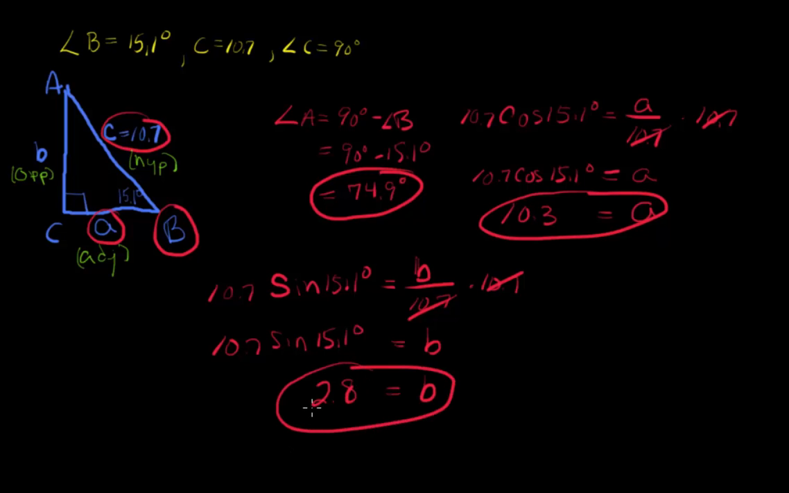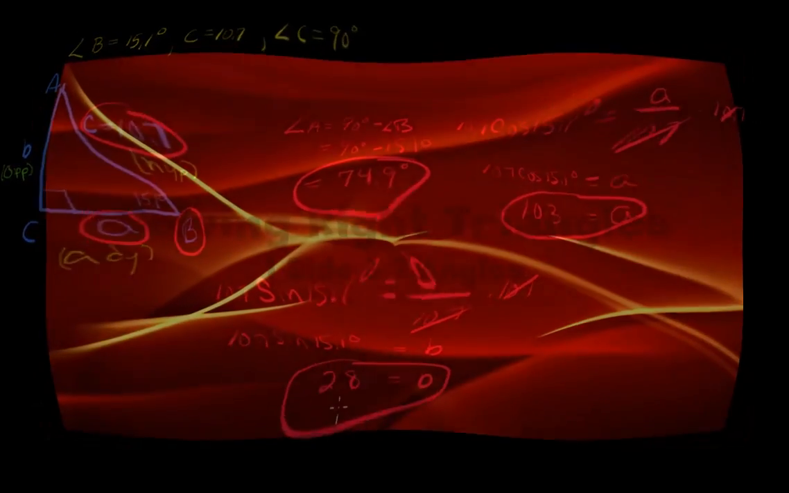Now looking over your work, is that what you got? Angle A is 74.9, side A is 10.3, and side B is 2.8. If this is what you got, congratulations. You can move on to the next unit. If not, we should go back and practice a couple more examples.